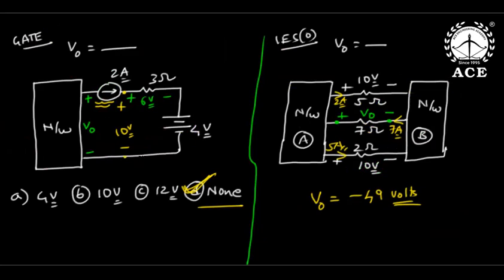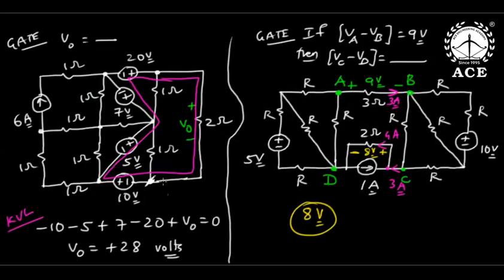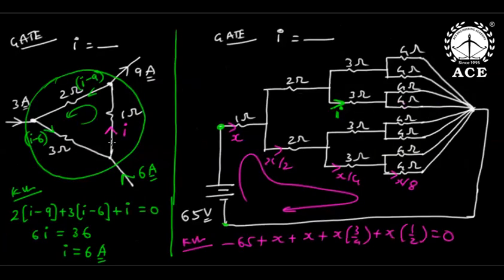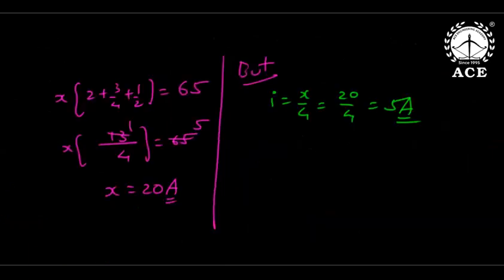Then I wrote a KVL in that path where voltages are visible. Here I applied KCL and Ohm's law to get VC minus VD, which is 8 volts. Now this is a problem to find I, so I wrote a KCL at surface level, a KCL at node level, and a KVL. Here it is a symmetrical network. That is why current division was very simple, and with KVL I got the answer, which is called I.